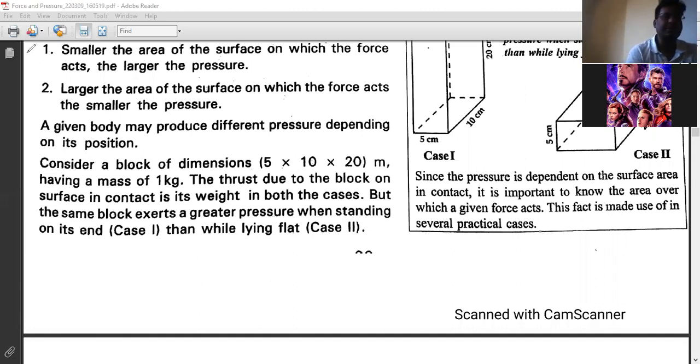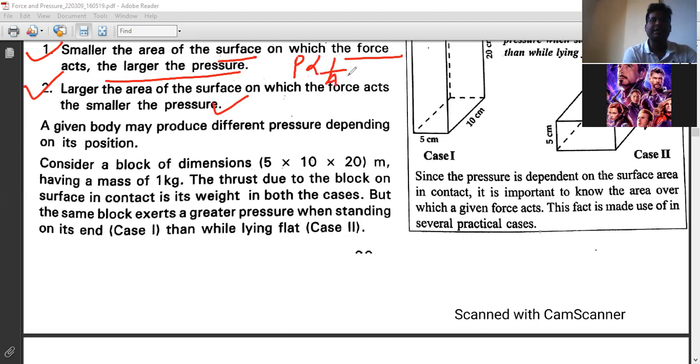Look at the next point then. The smaller the area of the surface on which force acts, the larger the pressure will be. This is the same point which I have explained earlier. The larger the surface area on which the force acts, the smaller the pressure will be. So as we know, pressure is inversely proportional to area. When area is small, pressure will be large, and when area is large, pressure will be small, because they are inversely proportional to each other.